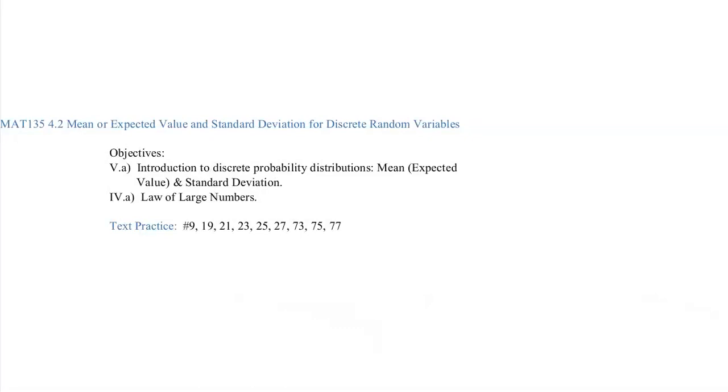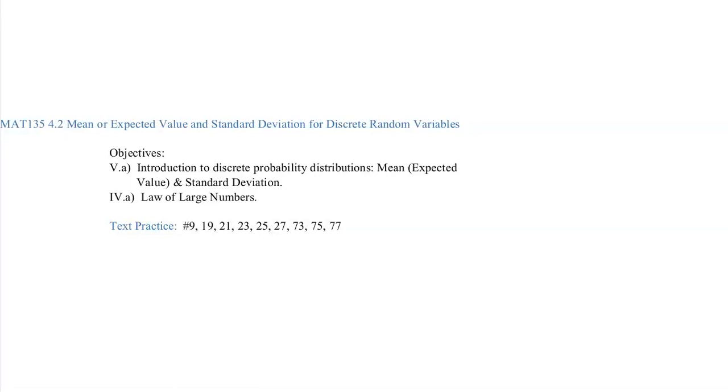We are going to go over Section 4.2, the mean or expected value. Those two phrases mean the same thing. And the standard deviation for discrete random variables. We are also going to talk about the law of large numbers.